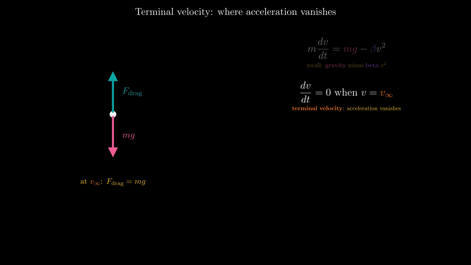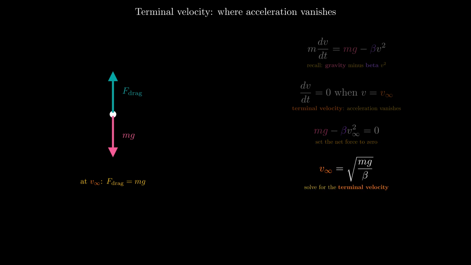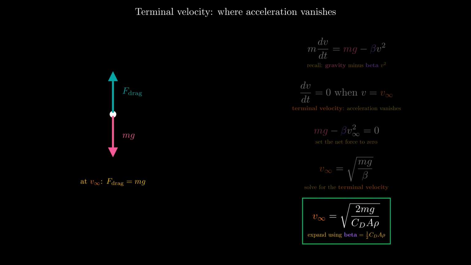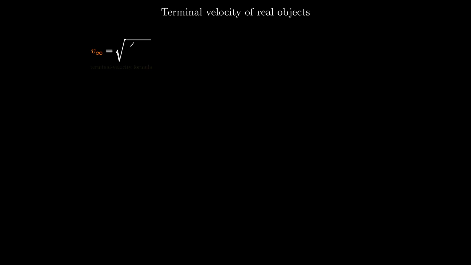Set dv/dt equal to 0. Then mg minus beta times v infinity squared equals 0. Solve for v infinity. It equals the square root of mg over beta, which is also the square root of 2mg over the product of C_d, the area A and ρ. This formula predicts the terminal velocity for any falling object.